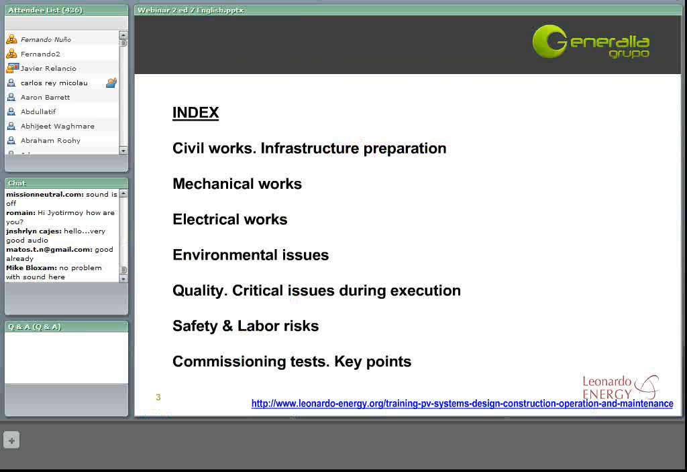In this session, we will start with the civil works. Then we will go through the mechanical and electrical works in a solar plant and the environmental issues. We will try to pay attention to the quality, where we will find the critical issues during the execution, and then the safety and labor risks. Finally, we will end with the commissioning and the key points.